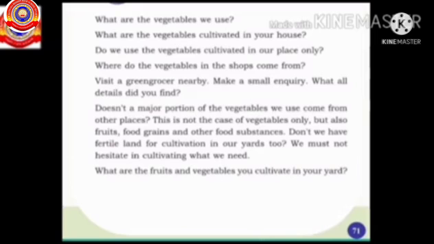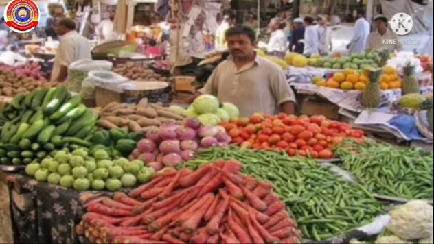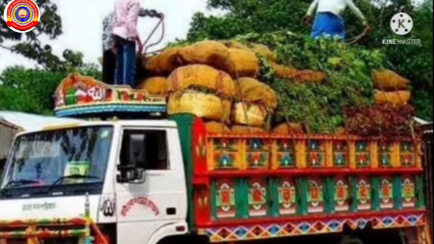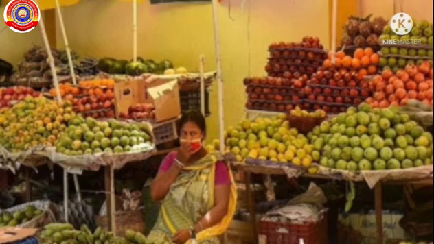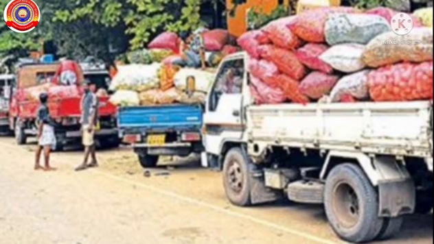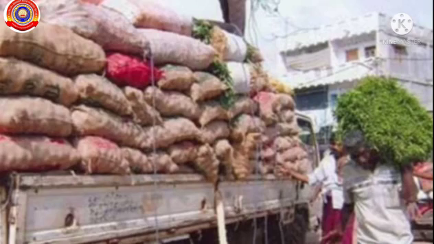My dear children, do we use all the vegetables cultivated in our place only? No, right? A major portion of the vegetables we use come from other places. Not only the vegetables but also the fruits, food grains and other food substances we use come from different places.